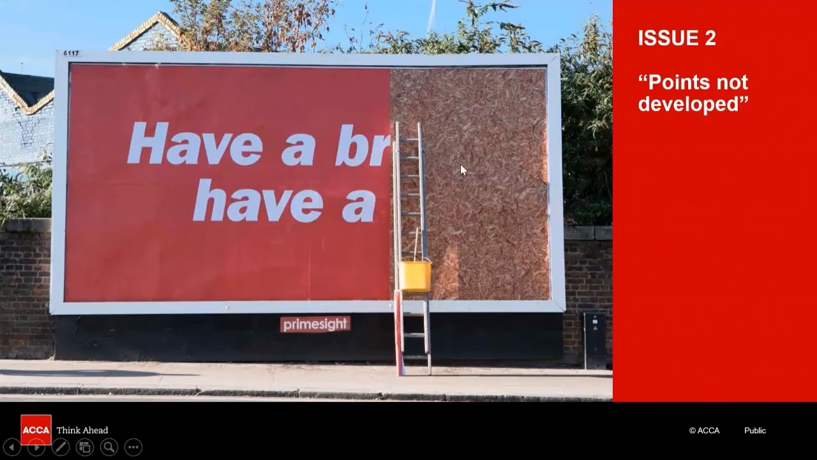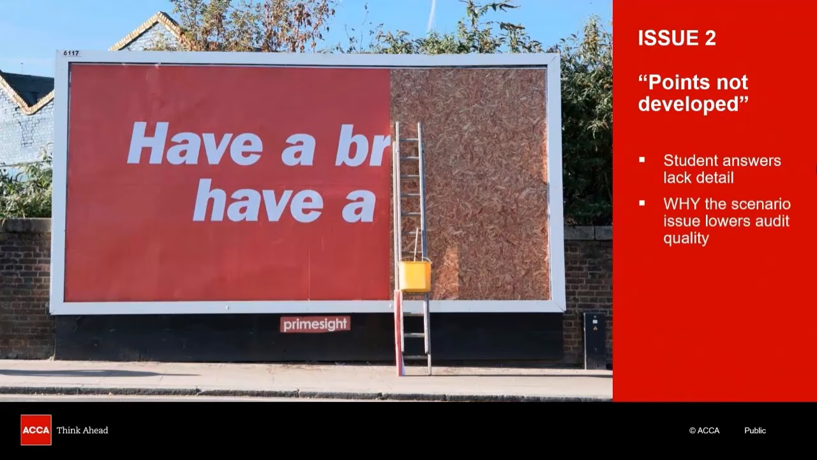And that's often the case with student answers because they're half finished. Their points haven't been fully developed. So because those student answers lack detail, they tend to only score half a mark rather than a full mark. What you always have to do in a quality management answer is start with a fact from the scenario or facts, and then explain why those facts from the scenario lead to an issue around quality. Lowering audit quality generally is what will happen. And that's the bit that most student answers miss.